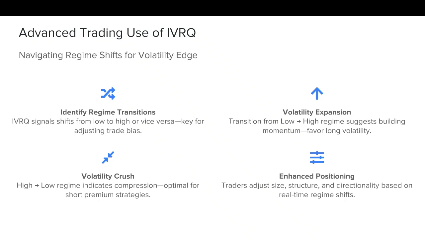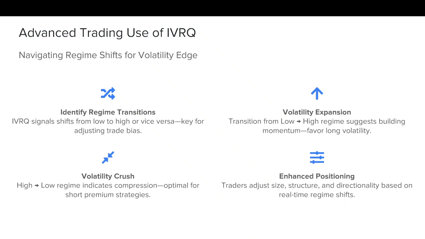This is your cue to shift from neutral or short vol strategies towards long volatility positions like long straddles or strangles or naked options. Conversely, when the market transitions from high IV to a lower regime, this volatility crash is a golden window for premium sellers. These are moments where options deflate rapidly and strategies that capitalize on time decay, like iron condors, credit spreads, naked straddles, will shine.